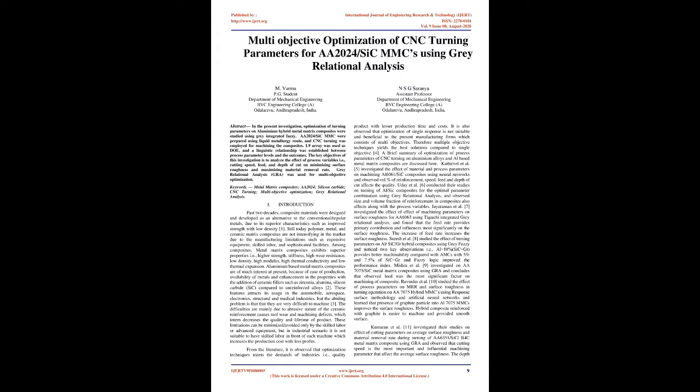AA2024/SiC MMC were prepared using the liquid metallurgy route, and CNC turning was employed for machining the composites. An L9 array was used as DOE, and a linguistic relationship was established between process parameter levels and the outcomes. The key objective of this investigation is to analyze the effect of process variables, i.e., cutting speed, feed, and depth of cut, on minimizing surface roughness and maximizing material removal rate.